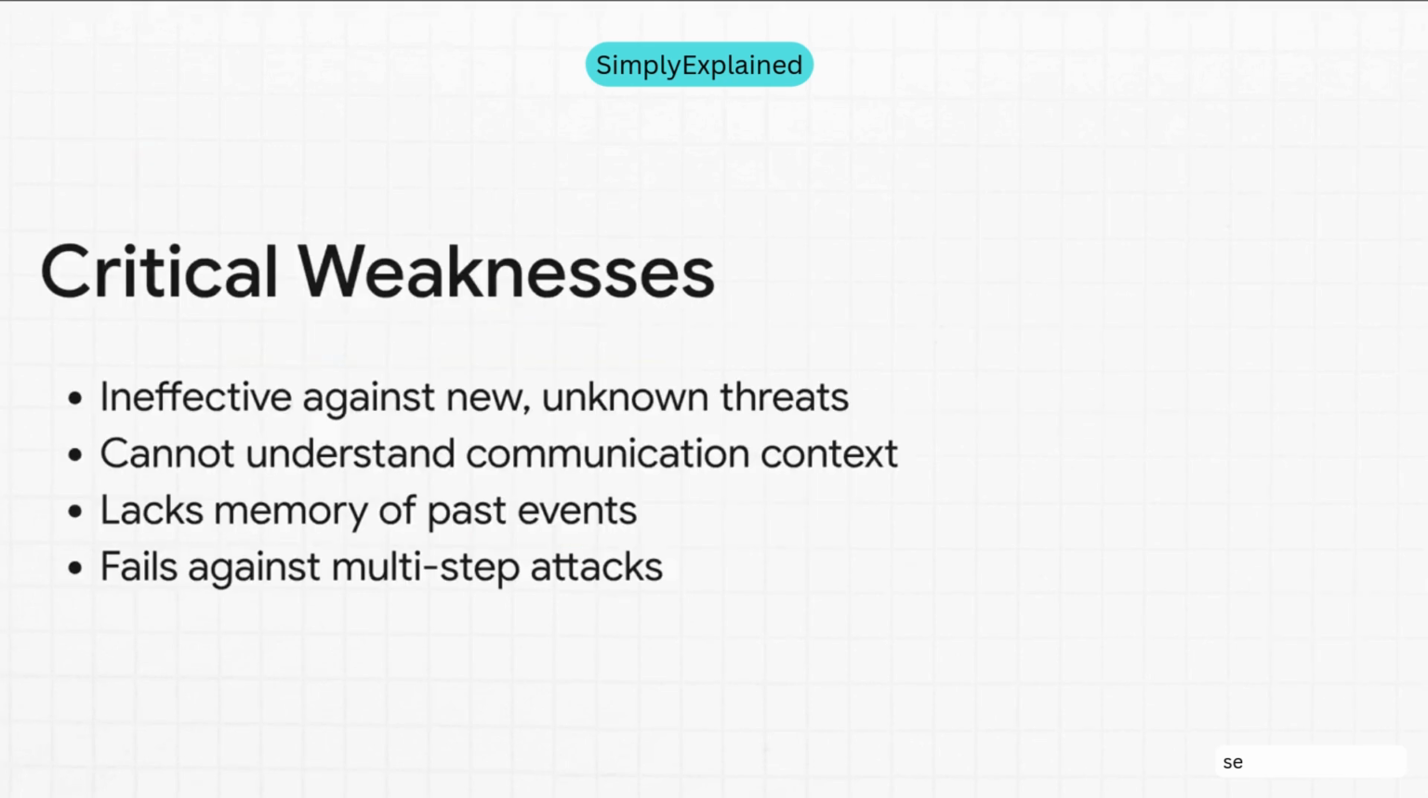And this one problem points to a whole bunch of other critical weaknesses. For one, this method is totally useless against brand new, what we call zero-day attacks that nobody's ever seen before, because there's no signature yet. It also has no way to understand context. It can't tell if a request and a response are related. And it has zero memory, so it can't spot a slow and low attack that happens in little steps over hours or days. It only sees the one thing that's right in front of its face, right now.